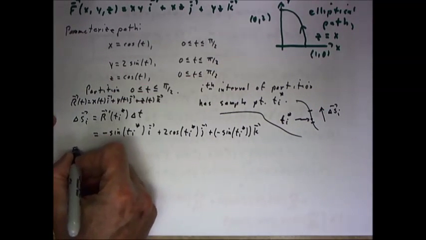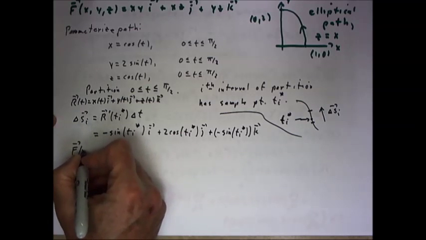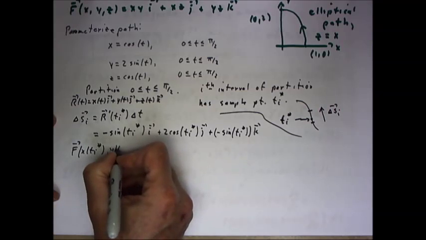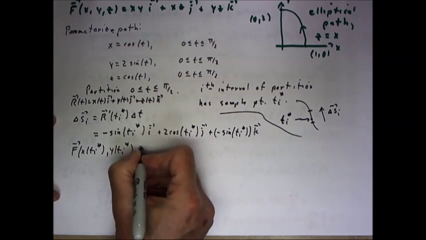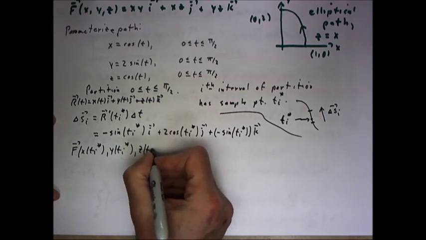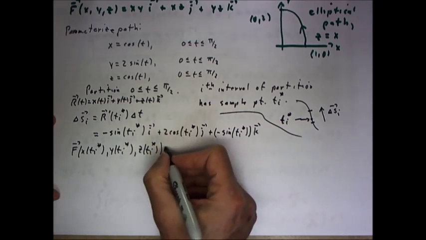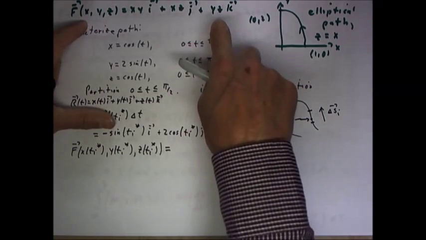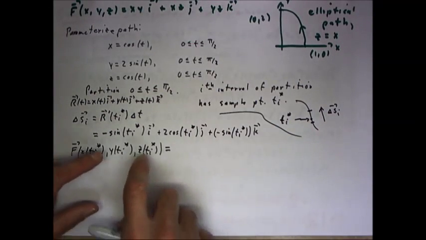F at x of ti star, y of ti star, z of ti star. Because remember, we're wanting to do f dot delta s.